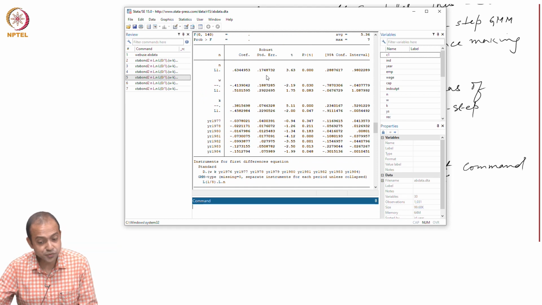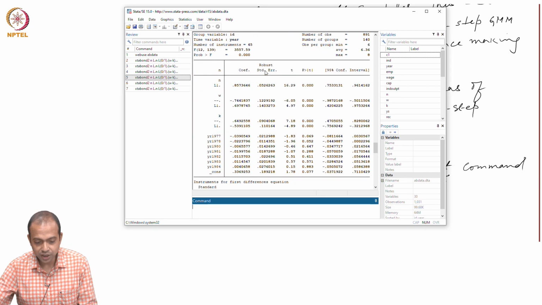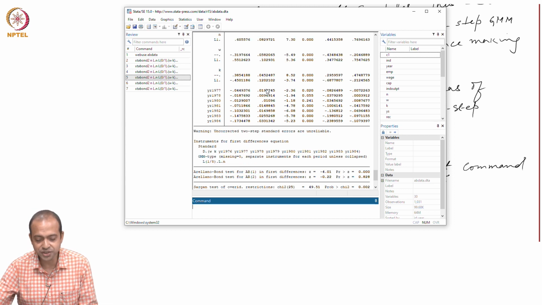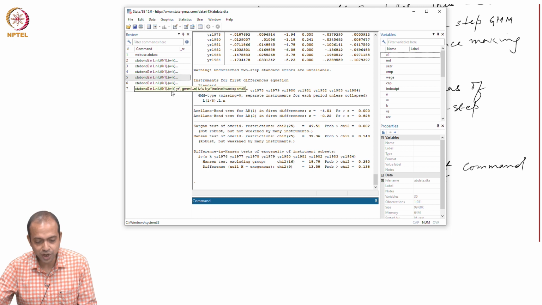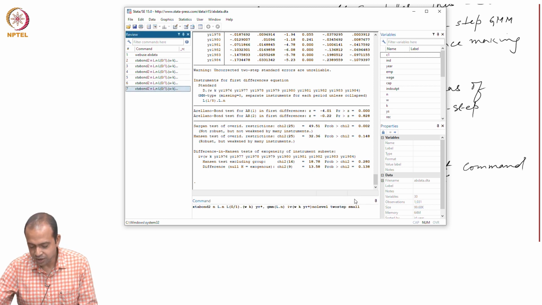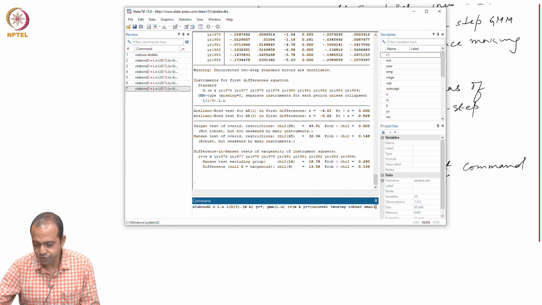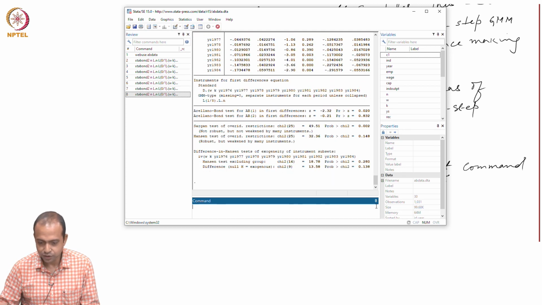0.17. So, one thing is very clear that two step estimator standard errors are severely downward biased by almost 50%. Look at here 0.17 and here it is 0.08. That means almost 50% reduction in the standard error. So, what should we do now? Here in two step, let us put the robust command. Robust basically triggers the Windmeijer correction in the standard error.